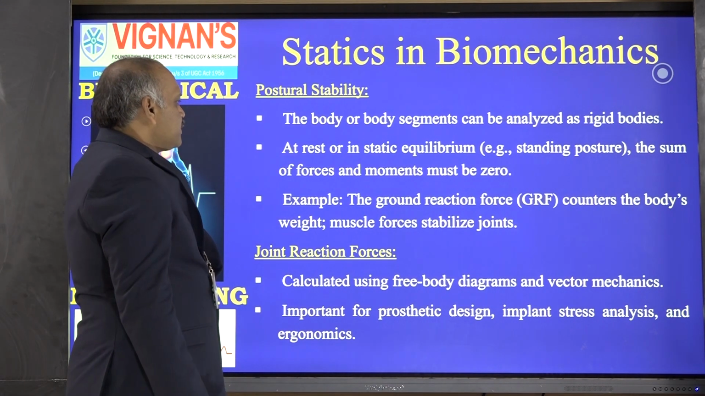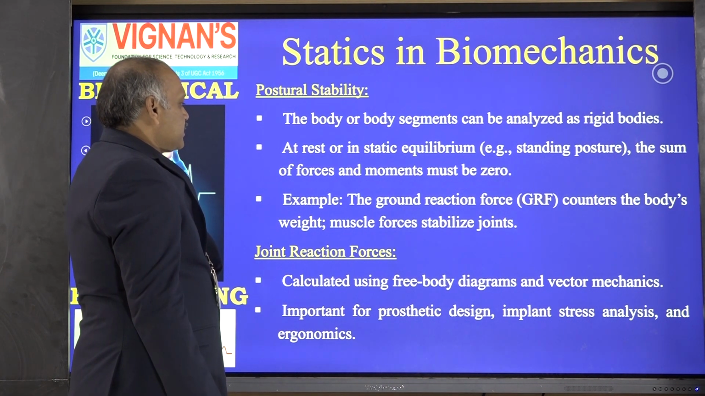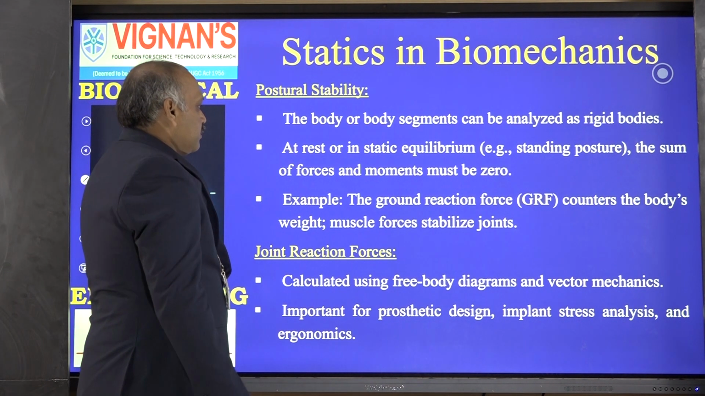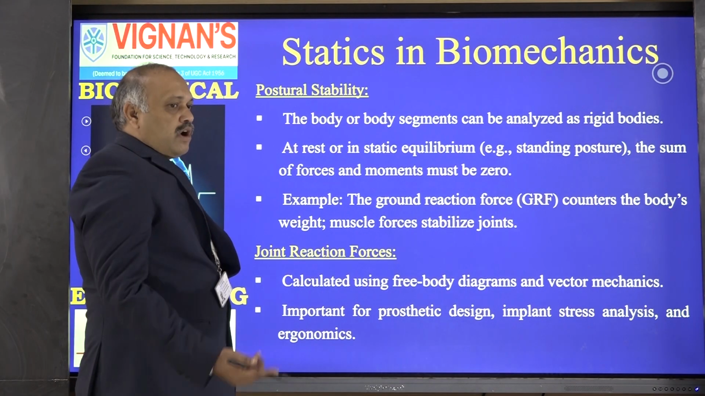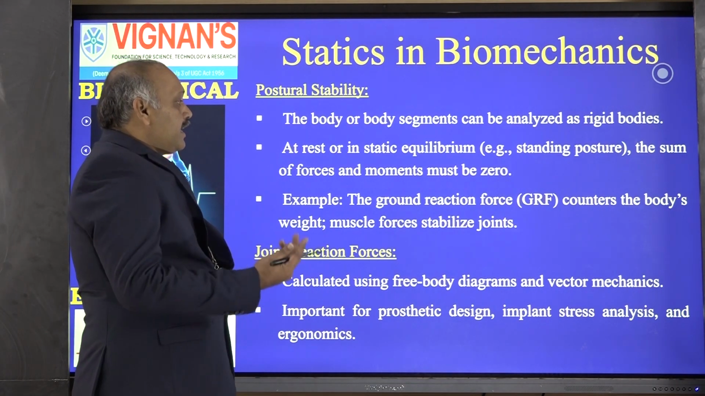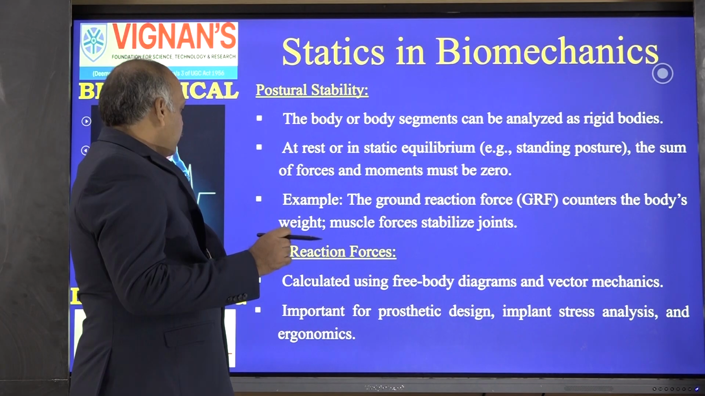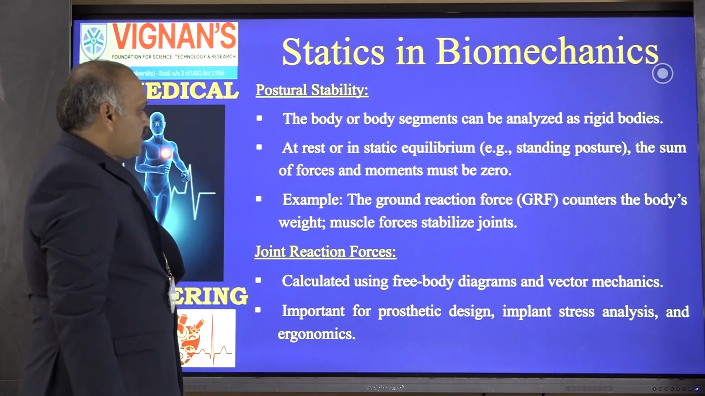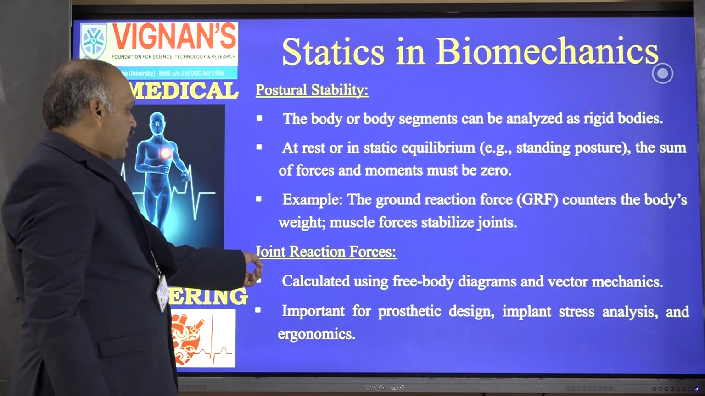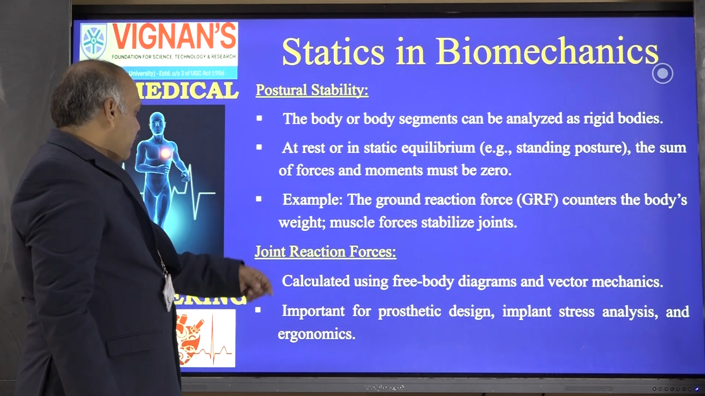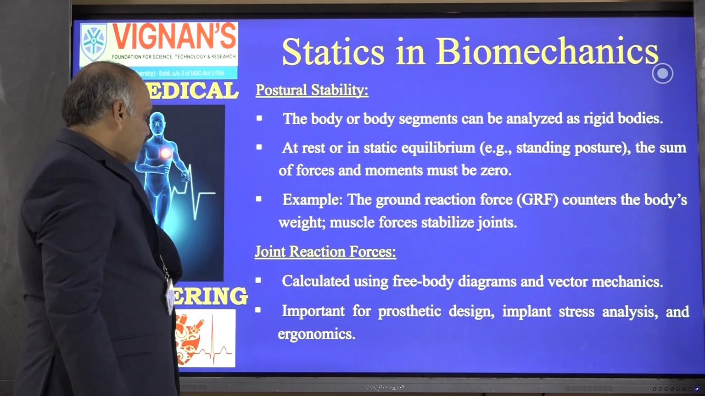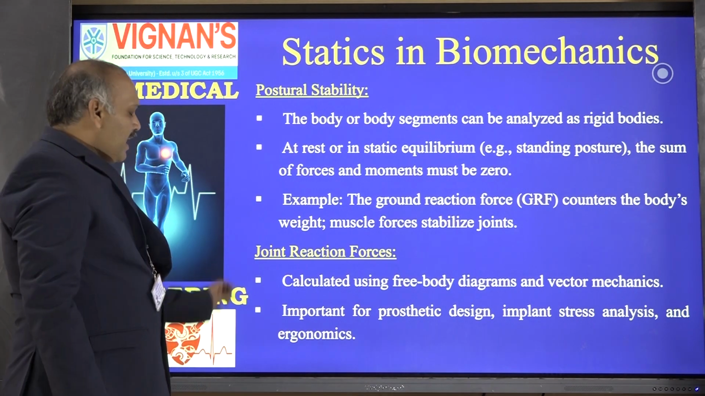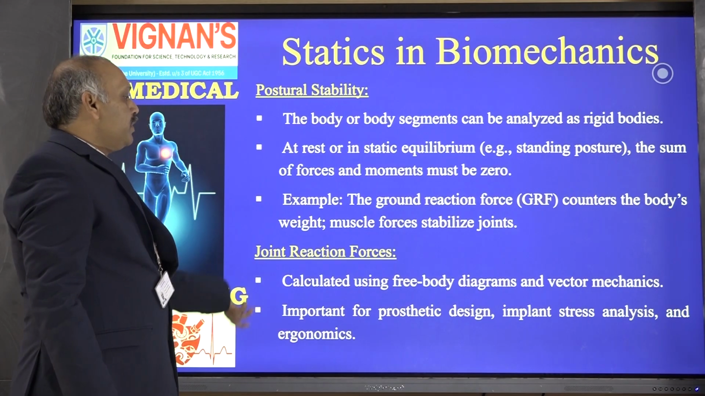For example, the ground reaction forces counter the body weight, and muscle forces stabilize the joints. Where do we get the joint forces? The joint forces are generated between the two bones in the body. The joint reaction forces are calculated using free body diagrams and vector mechanics. By applying free body diagrams and vector mechanics, we are able to calculate the joint reaction forces.